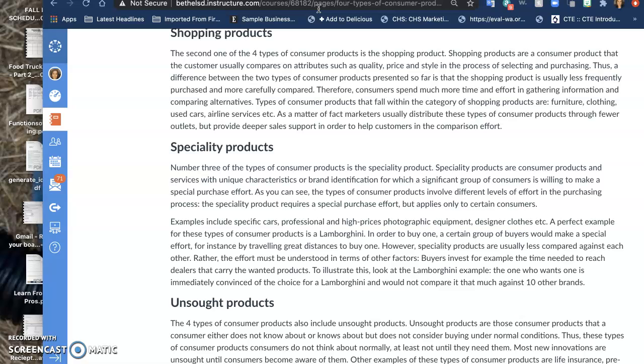As a matter of fact, marketers usually distribute these types of consumer products through fewer outlets, but provide deeper sales support in order to help customers in the comparison efforts.